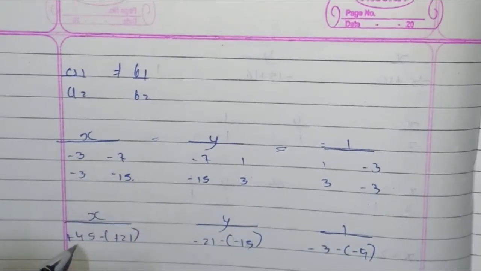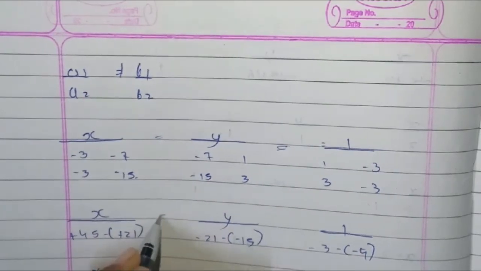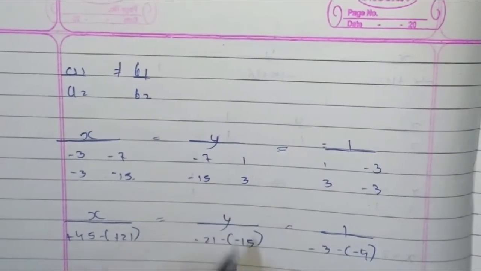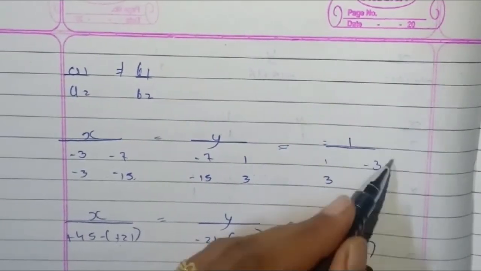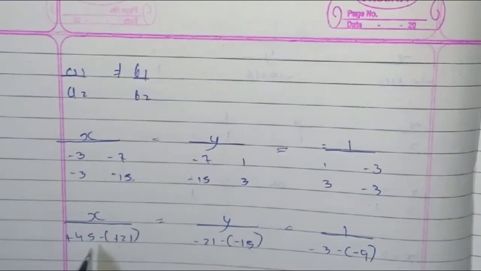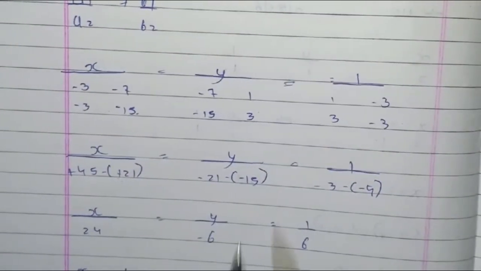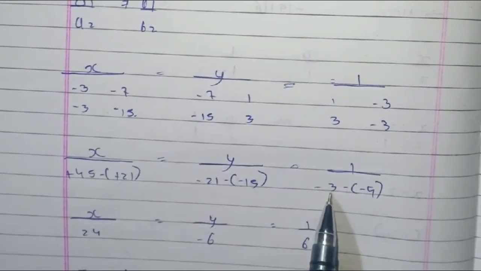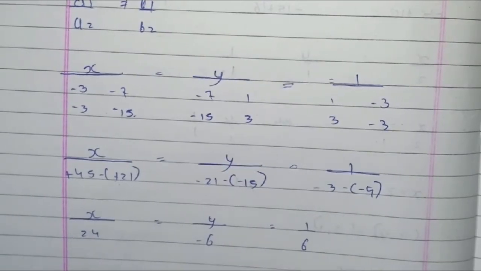Now we have to multiply. 3 15s are 45, 3 7s are 21, minus minus plus. Same way here, y: 7 3s are 21, minus 15 1s are 15, minus plus minus. Then 1 by 3 1s are 3, minus 3 3s are 9, minus 9, minus minus plus, minus minus plus and plus minus minus. So 45 minus 21 is equal to 24. Minus minus plus, so 21 minus 15 is equal to 6, bigger number sign, so minus 6. And same way here, minus minus plus, 9 minus 3 is equal to 6, bigger number sign, positive.